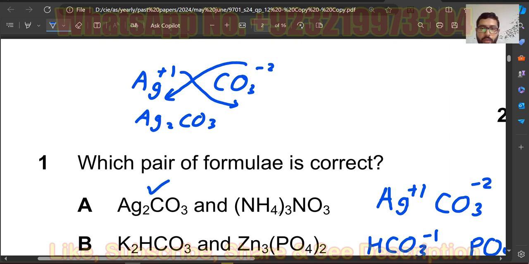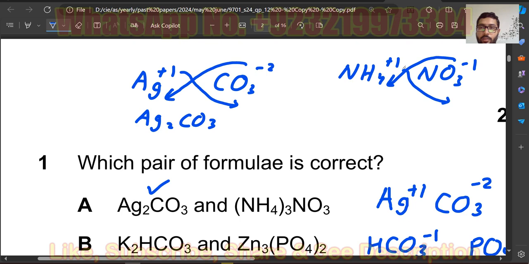Whereas for ammonium nitrate, it is apparent that it is trying to say ammonium nitrate, but look at the way of writing the formula. Ammonium has +1 charge, nitrate, NO3, has -1 charge. So if these are the same numbers with opposite signs, then it should be written like NH4NO3. This should be considered the correct formula instead of this one. So I will say it is incorrect. Why has it been considered incorrect? Because of the number 3 over here.